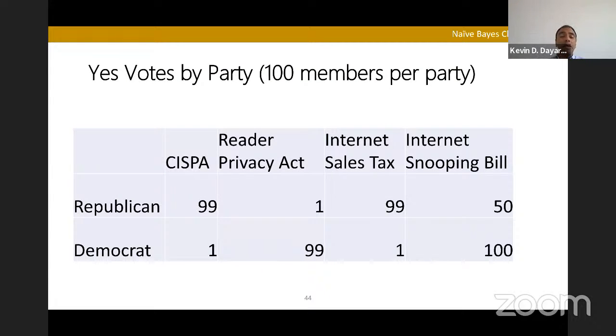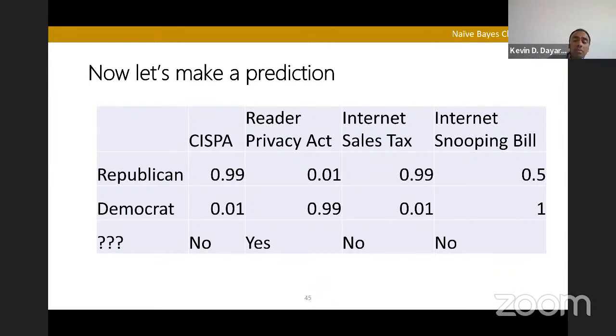And here is that data. You have 100 members per party, and these are the number of people that voted yes in each party. For CISPA, 99 Republicans voted yes. For the Reader Privacy Act, 1 did. Internet Sales Tax, 99 did. Internet Snooping Bill, 50 did. You can see correspondingly for the Democrats. So let's convert these to probabilities, which you could do here just by dividing by 100. And now the question is, suppose you take somebody else and they voted no on CISPA, yes on the Reader Privacy Act, no on the Internet Sales Tax, and no on the Internet Snooping Bill. What party do they belong to?